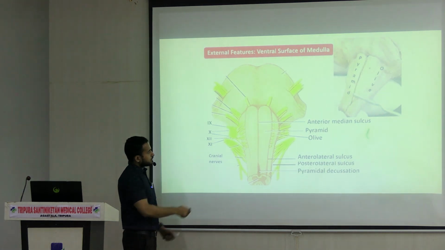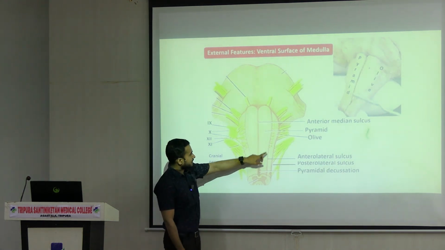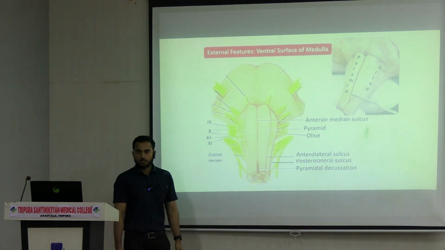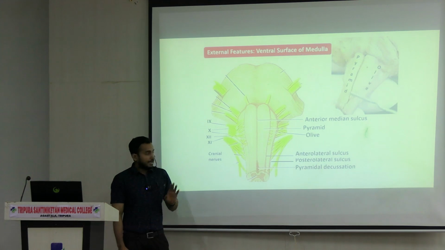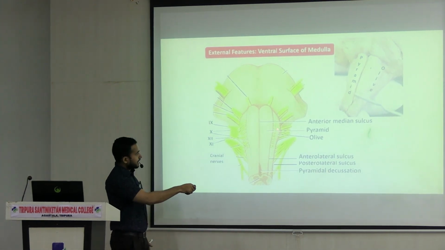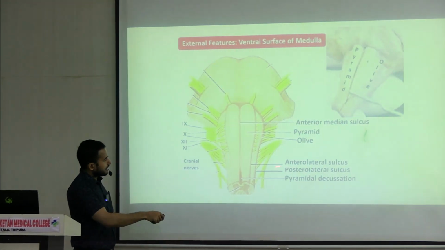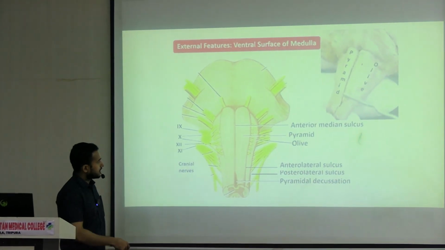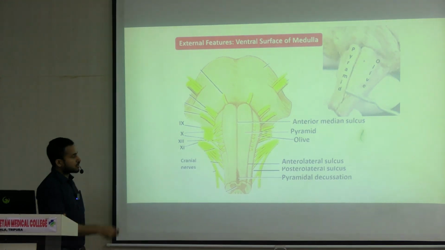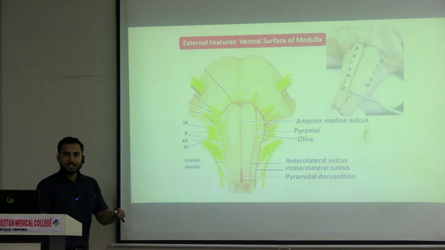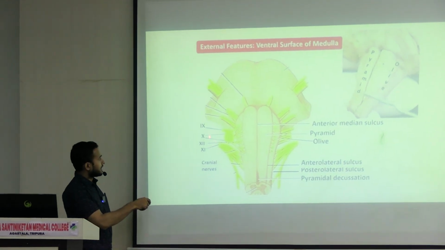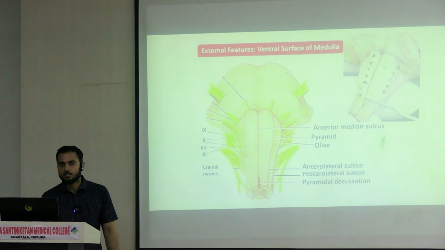Now through the anterior lateral sulcus, you can see rootlets of the hypoglossal nerves arising. Okay, so this is the first one. Next, if you go more laterally, you get the olive, and if you go more posterolateral, then you get the posterior lateral sulcus. Through the posterior lateral sulcus, you can see roots of cranial nerves 9, 10 and 11 arising.